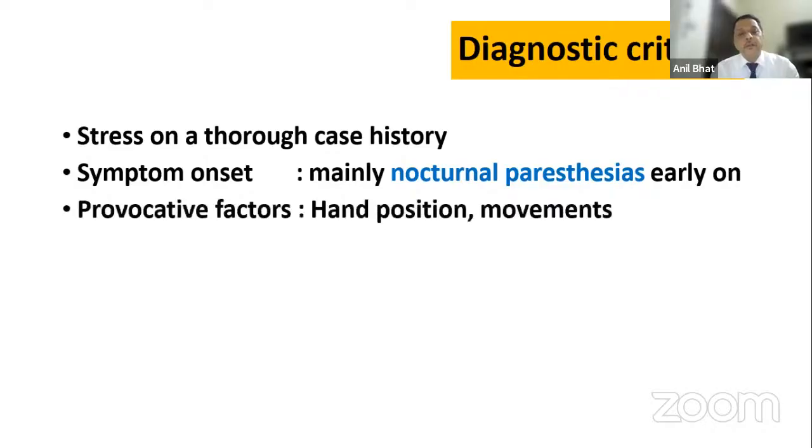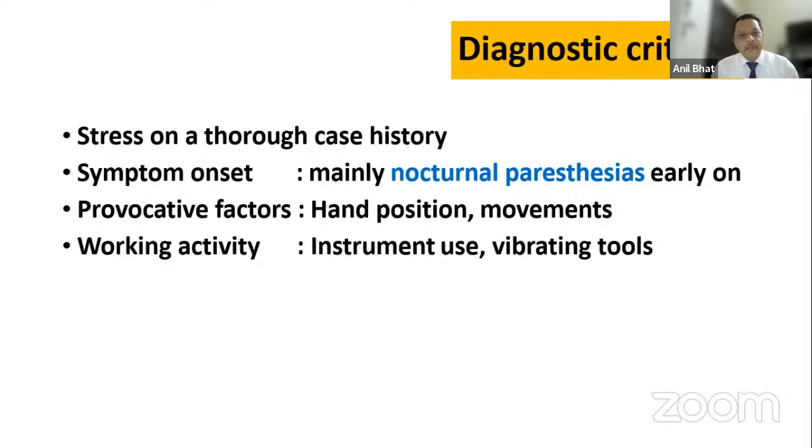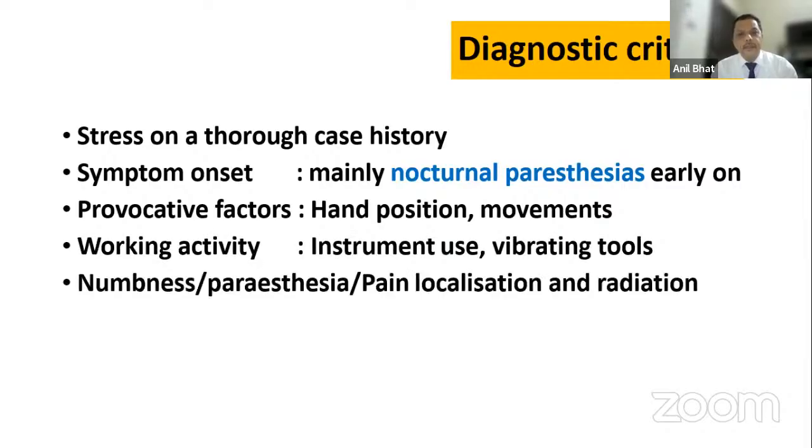Okay, so look at what is provoking the symptoms: hand position, movement. So ask them clearly. It could be anything. It could be in the office, it could be somebody operating, or somebody working a machine, somebody at home doing housework. Any of these things, ask them specifically at what position or what movements cause the paresthesia, what instruments they use, what vibrating tools they might be using, where is the numbness, paresthesia, or pain. Sometimes it could be pain also, and some radiation.